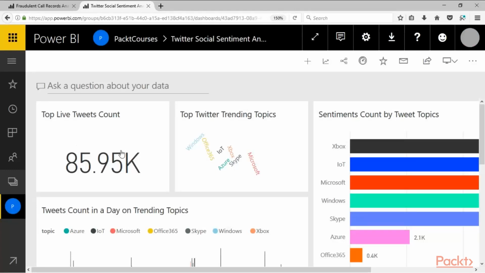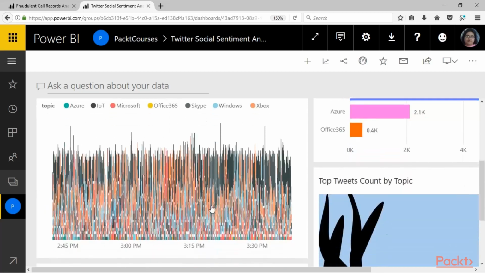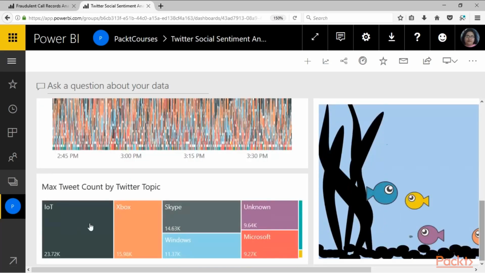We have been able to see live the top live tweets count with sentiments and top Twitter trending topics. We have demonstrated the sentiment count by each tweet topic. Basically, we have demonstrated in that section that the tweets have been collected on different topics like Xbox, IoT, Microsoft, Windows, Skype, Azure, Office 365. We have been able to demonstrate a real-world graph collecting the tweets and the sentiment count over time. We have been able to see the total sentiment count over time. Based on that, we have demonstrated social sentiment analytics using Azure Stream Analytics.